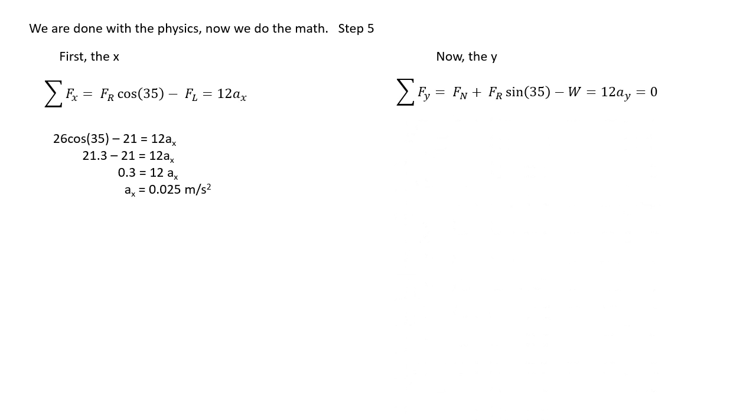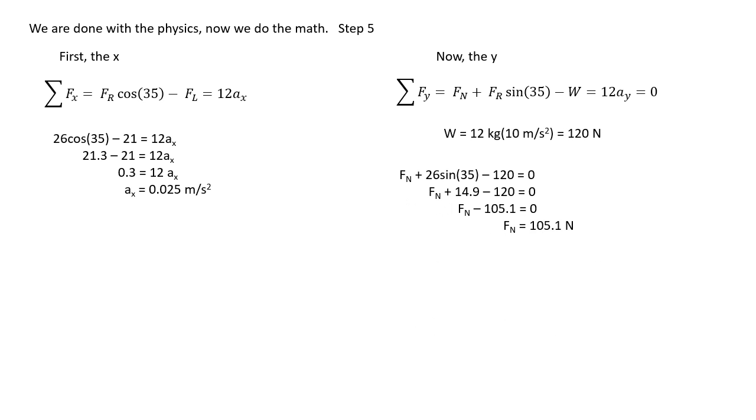Do the y, similar way. Different equation. I have the 3 terms on the left side now. Putting in the numbers. Well, first of all, I know that the weight is 120 newtons. So I get F sub n plus 26 sine 35 minus 120 is equal to 0. 26 sine 35 is equal to 14.9. So I get Fn plus 14.9 minus 120 is equal to 0. Fn minus 105.1 is equal to 0. That means my normal force is 105.1 newtons.